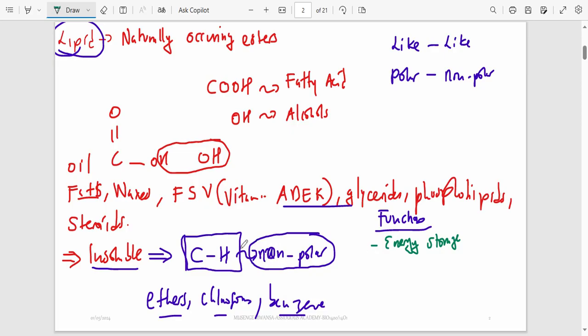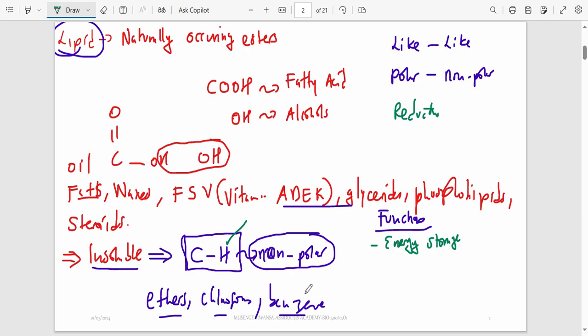What do you mean by highly reduced? Remember, reduction is the gain of hydrogen. So lipids have got a lot of hydrogens when you compare them to carbohydrates. So because of that, they can actually give you a lot of energy. You are going to understand this even more for some of you who will be at Ridgeway next year.